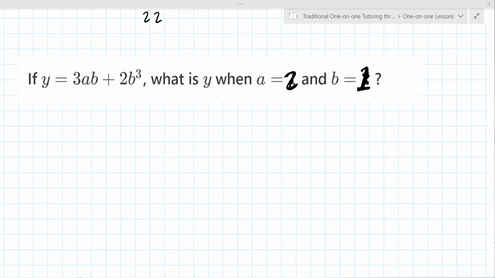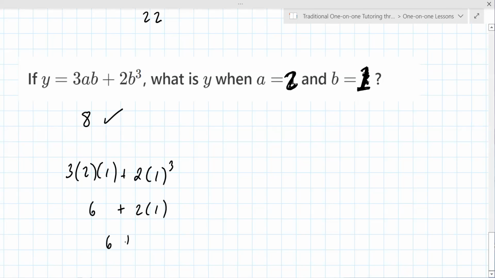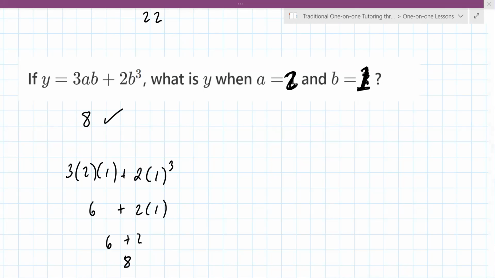Is it 8? It is 8, yeah. Very good. I'll just write out the steps here in case you want to look at them later, but that's fantastic. 6 plus 2 is 8. All right, so I got a new question that I think would be good for us to look at. Let me snip that in. All right, so here we go.